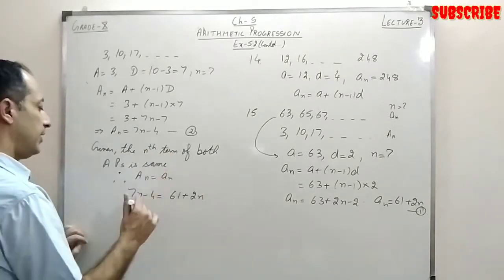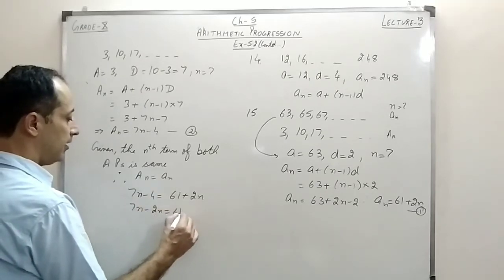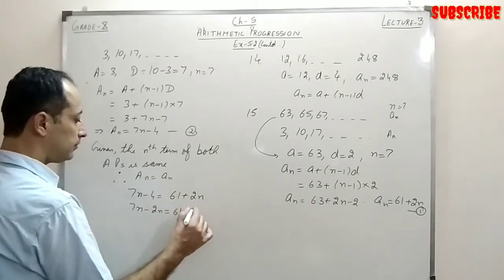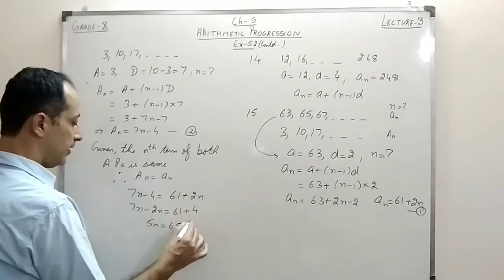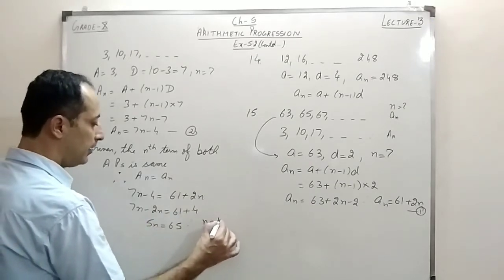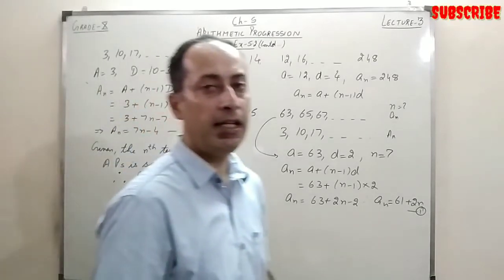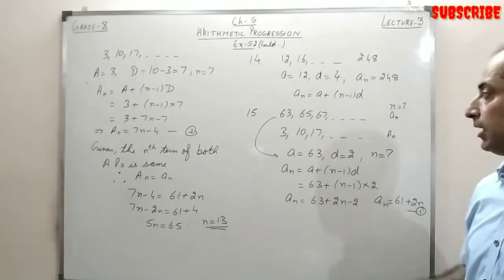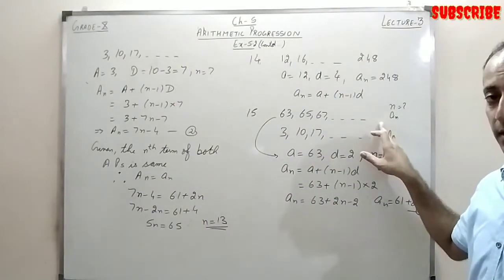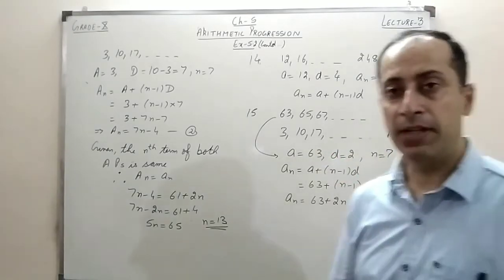So, shifting and simplifying, this is 7n minus 2n equal to 61 plus 4, and this is 5n equal to 65. Therefore, n will be 13. It means if I keep on proceeding with both the APs, then whatever the 13th term comes here and whatever the 13th term comes here, it will be equal. And we can verify also, right?